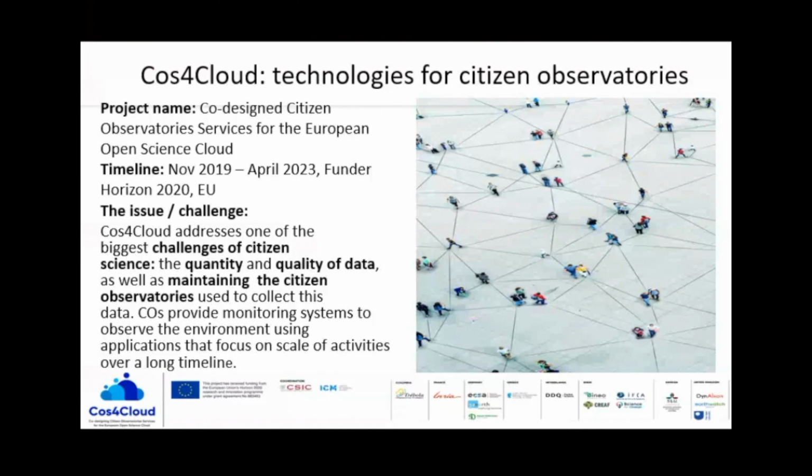Cost for Cloud is a European project funded by Horizon 2020. What this project seeks to do is look at some of the biggest challenges of citizen science, i.e.